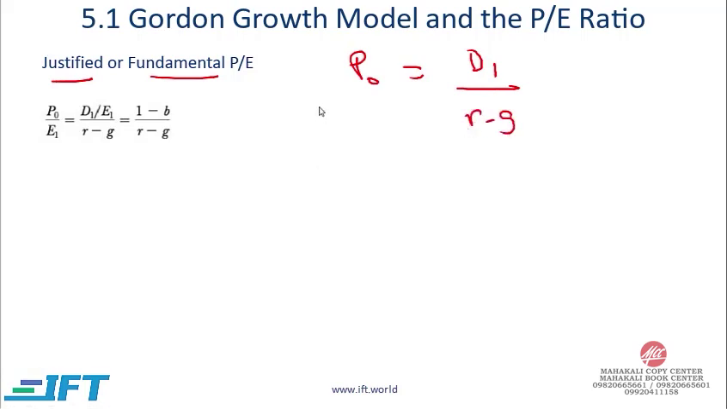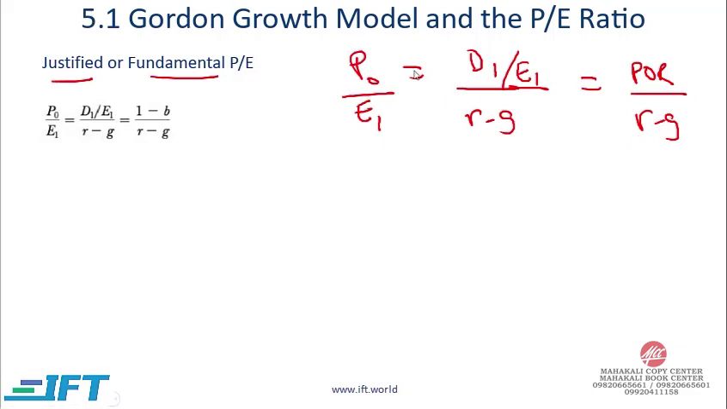If you divide both sides of the equation by E1, then you have P naught over E1, which is the leading PE ratio. And on the right, you have D1 over E1, which is essentially the payout ratio. So P naught over E1 is the payout ratio divided by R minus G.